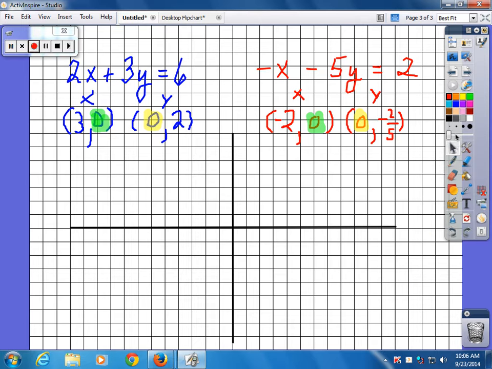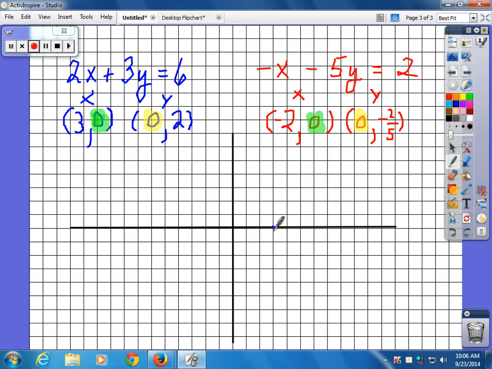All right, so here we go. I'm going to make my dot real big. Now, why do I put x and y over my intercepts? So I don't plot on the wrong what? Axis. That's why. So 3 and 0 is going to be on my x-axis. So 1, 2, 3. 1, 2, 3.